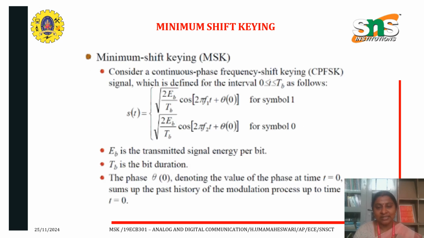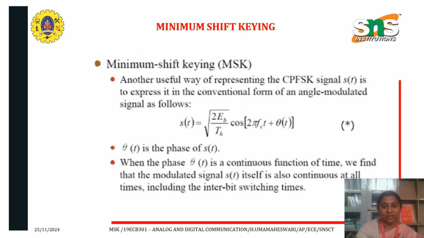Here, MSK will be considered as a continuous phase shift keying signal, which is defined for the interval 0 ≤ t ≤ Tb as follows, where s(t) = root of 2Eb/Tb cos(2π f1 t + θ(0)) for symbol 1, and we use the same form for symbol 0 also. Here Eb is the energy per bit in the transmitted signal, and Tb is the bit duration. The phase θ(0), denoting the value of the phase at time t = 0, sums up the past history of the modulation process up to time t = 0.